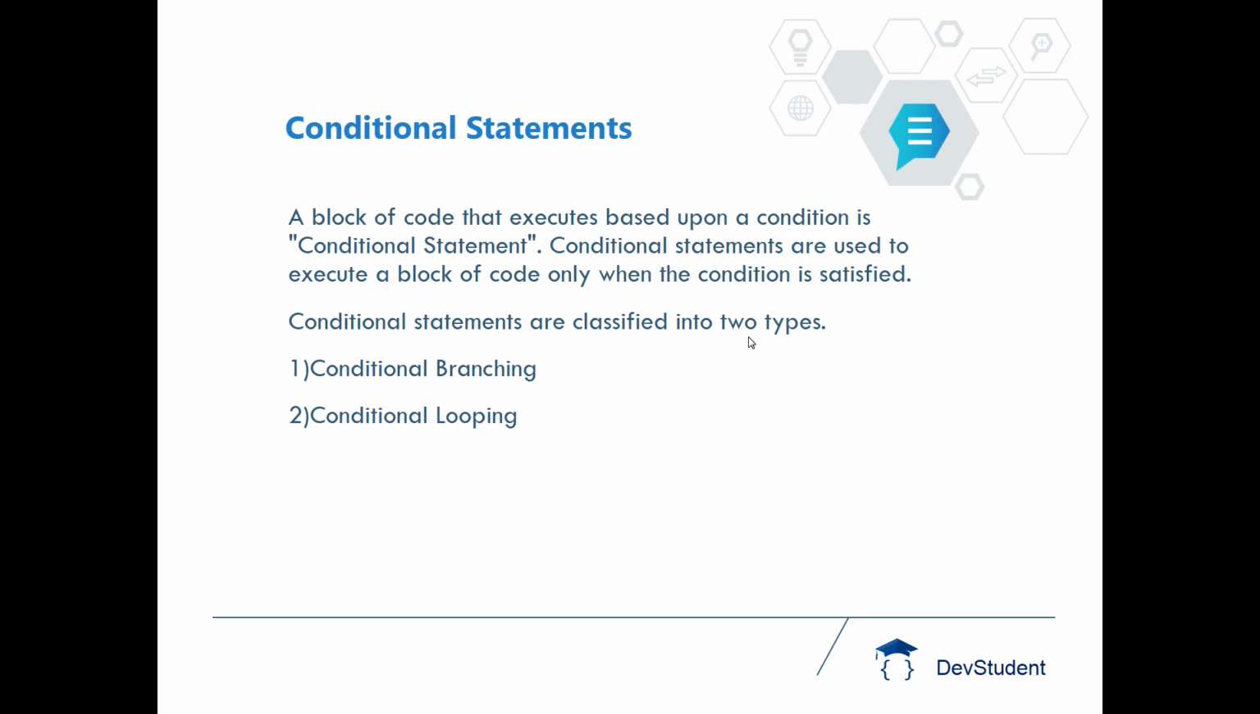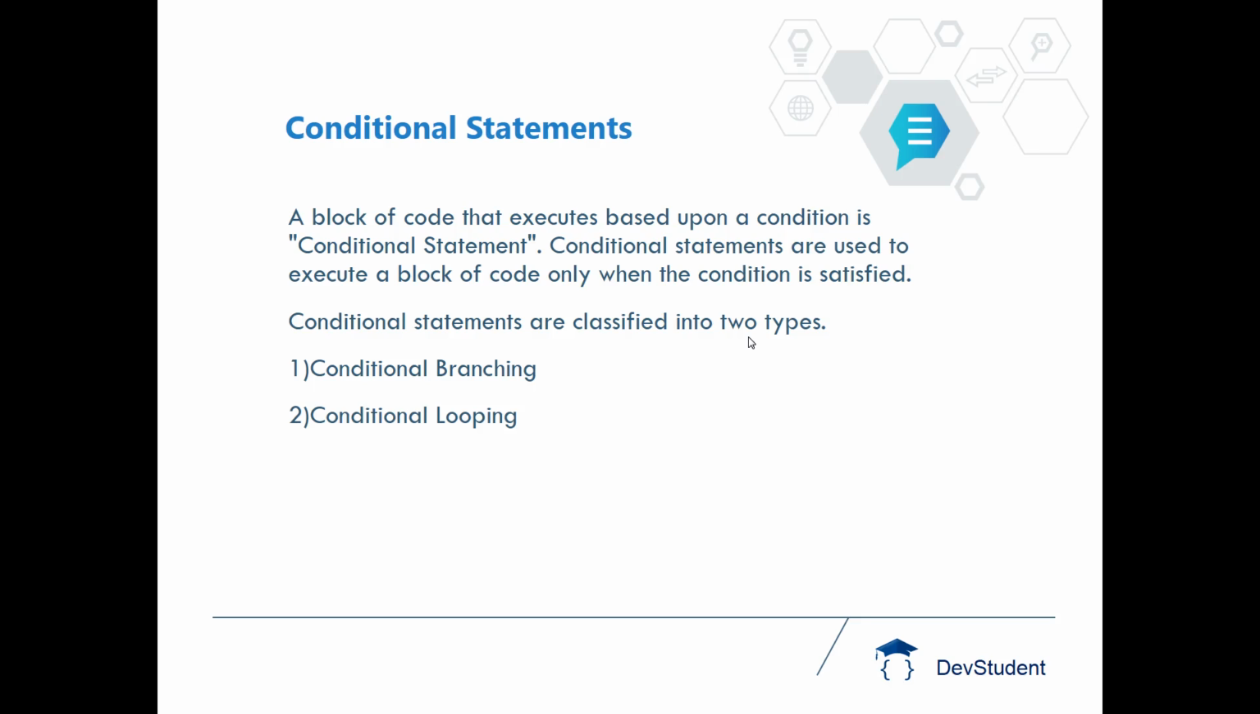Conditional statements are used to execute a block of code only when the condition is satisfied. So we are going to add more conditions to the code. Based on the conditions, whether they are satisfied or not, some lines of code will be executed or some lines of the code will be skipped. So that is how conditional statements will help us to write some logical code in C#.NET.